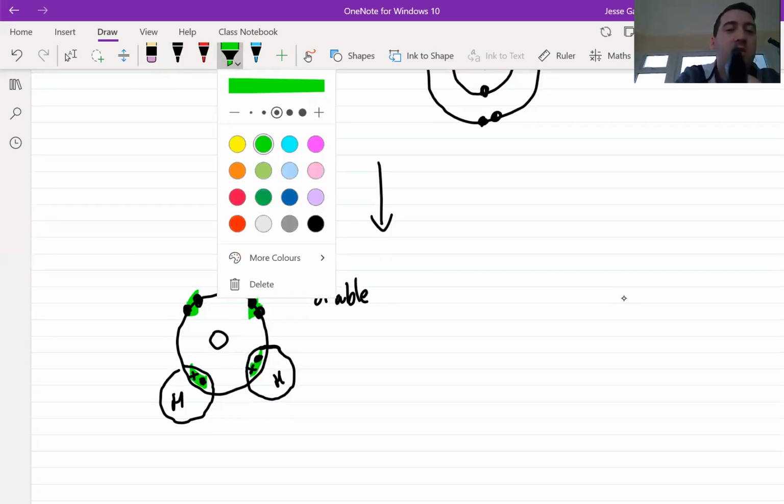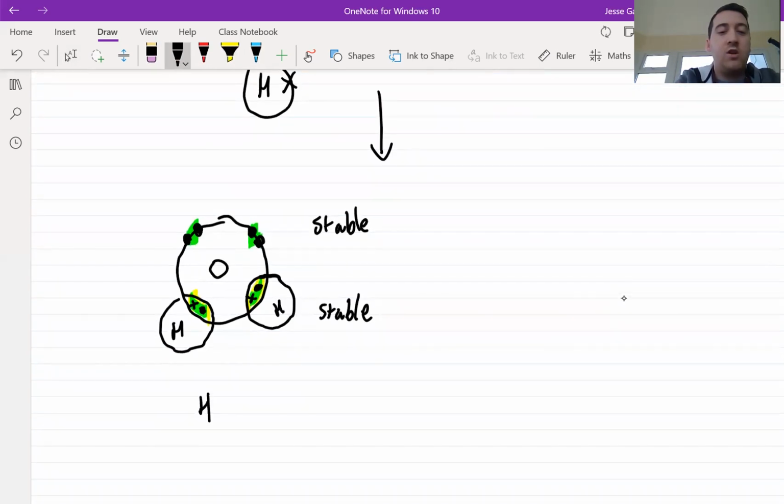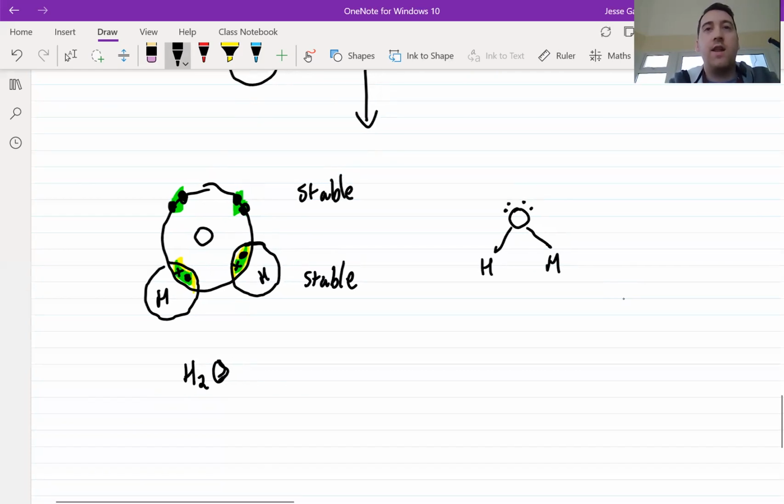Each hydrogen has a share of the pair as well, which means each hydrogen has 2 altogether, and that makes them stable. This has the formula H2O, like this, because there are 2 hydrogens and 1 oxygen. This is the dot and cross diagram. Here is another way you will see it, where each line represents a shared pair, and we would often then show the extra pairs up here on the oxygen, like that.